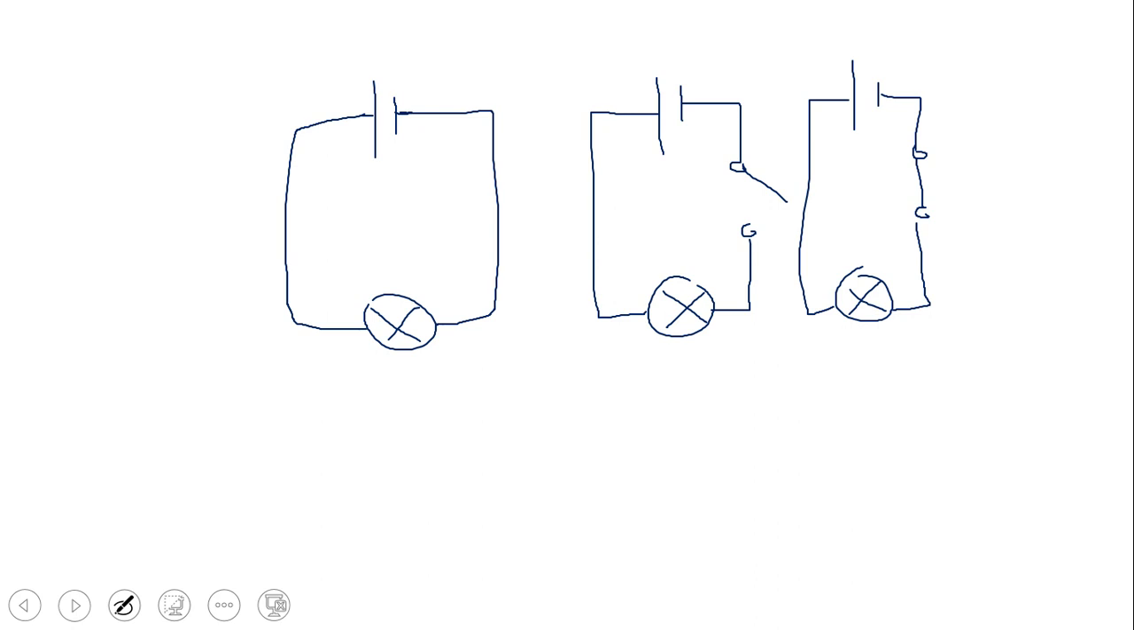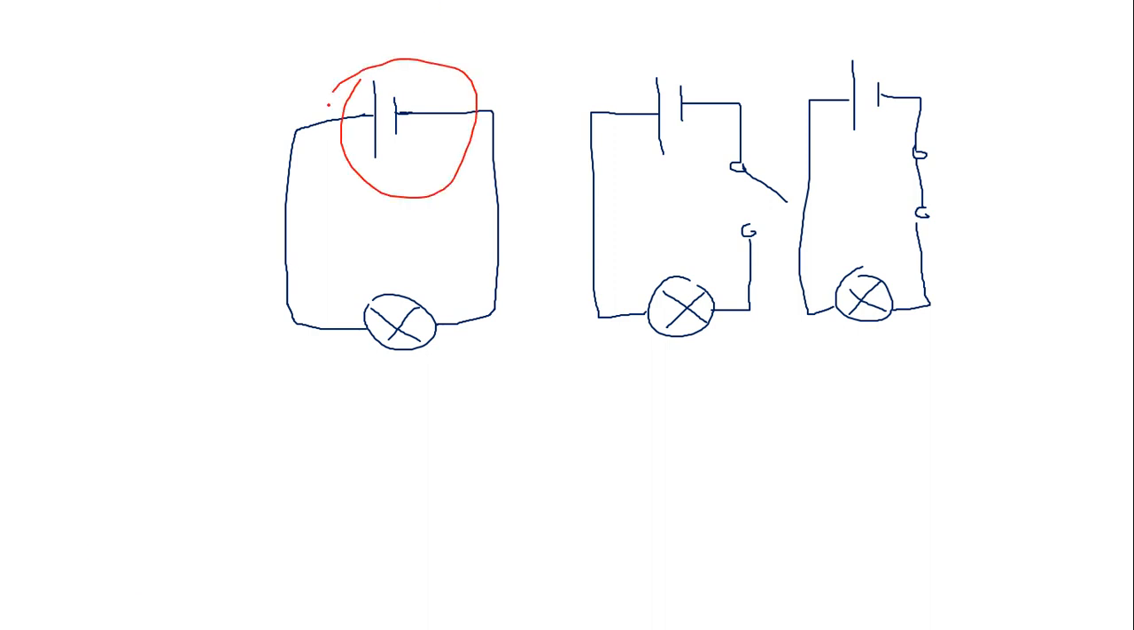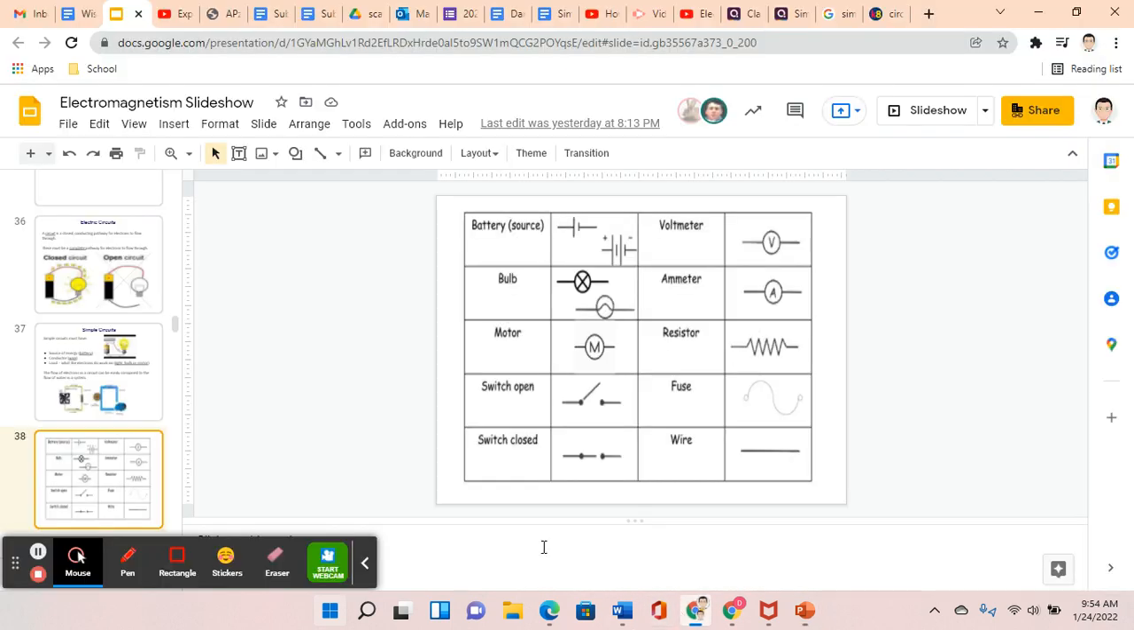And we can add other devices to these particular things. But the lesson today is on simple circuits. And simple circuits, we're just looking at the 3 basic items that we need. We need to have a source of electricity, which is our battery, which I have right here. We need the wires, which we see there, and we need the load, which is right there. That is our simple circuit. So again, you'll want to take these drawings here and put those into your notes.